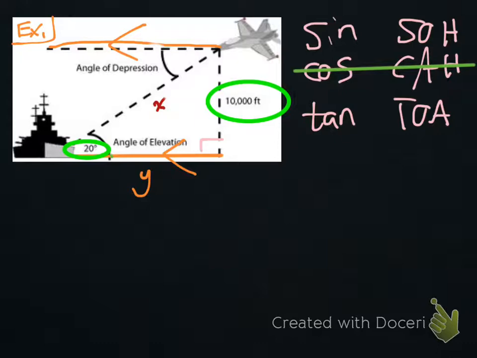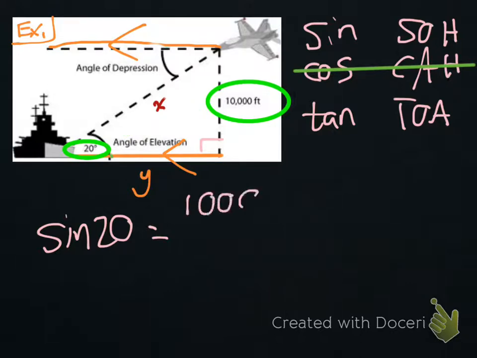So we're going to do both. First, let's set up my first equation. Sine of my angle of elevation, 20 degrees, equals the opposite over the hypotenuse. The opposite is the leg on the other side of the triangle, which is the 10,000, over the hypotenuse, which is x.